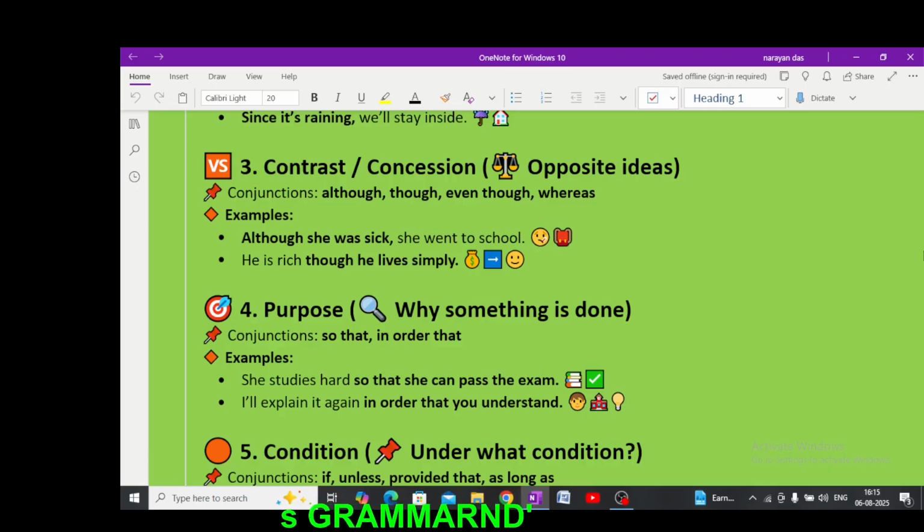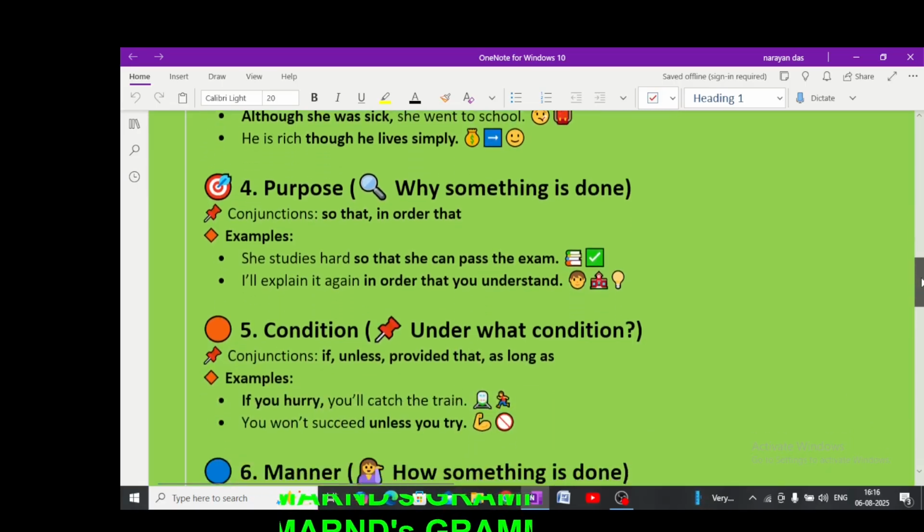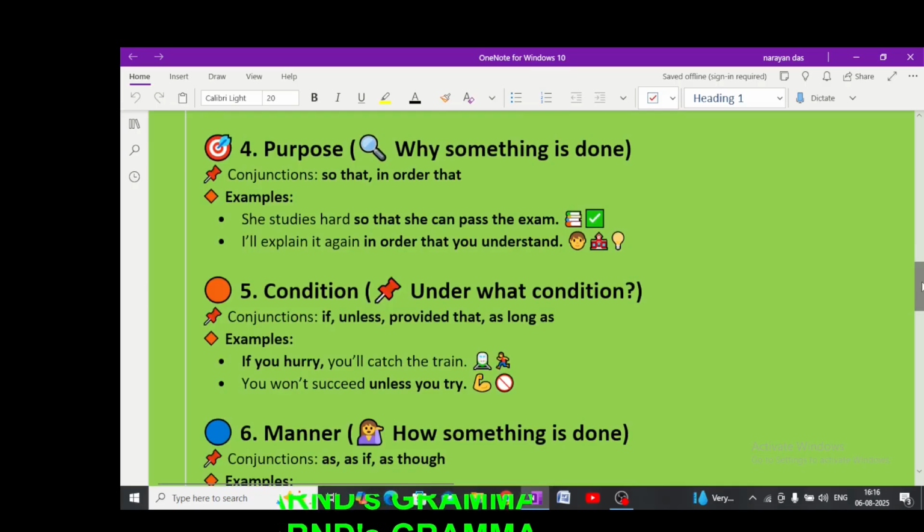Now, adverbial clause of purpose. The subordinating conjunctions are so that, in order that. These are the two very common subordinating conjunctions. Examples. She studies hard so that she can pass the exam. Now, so that she can pass the exam shows the purpose of studying hard.